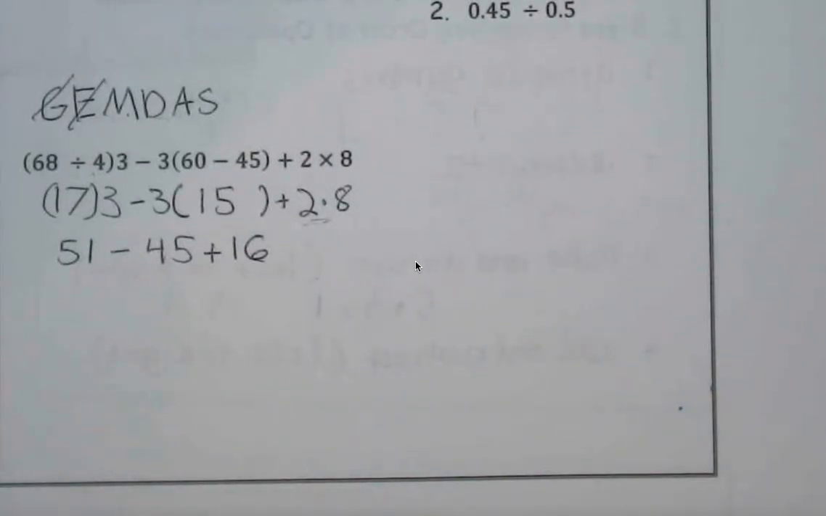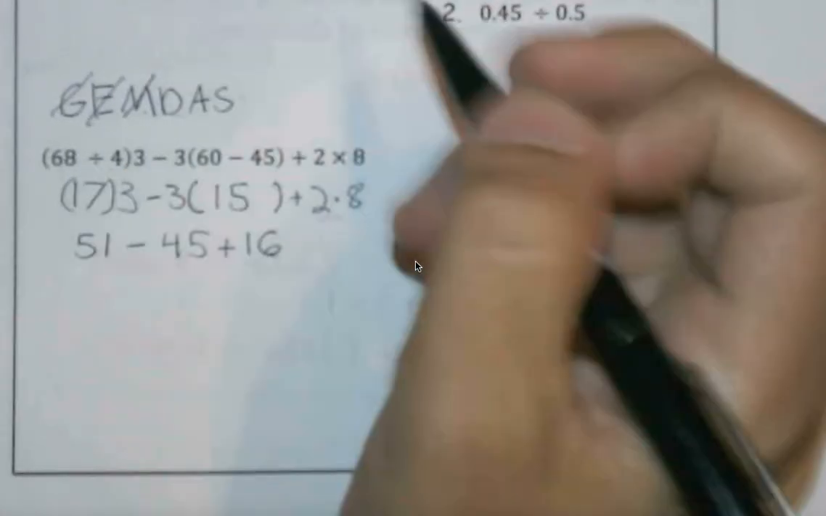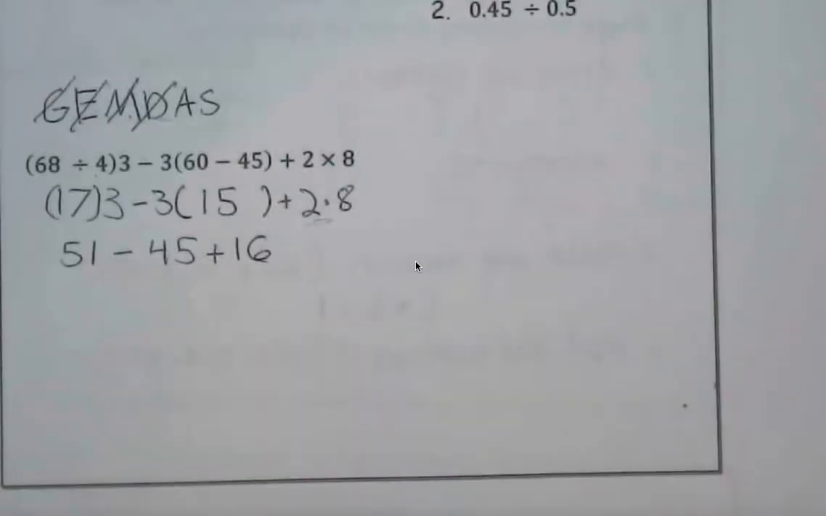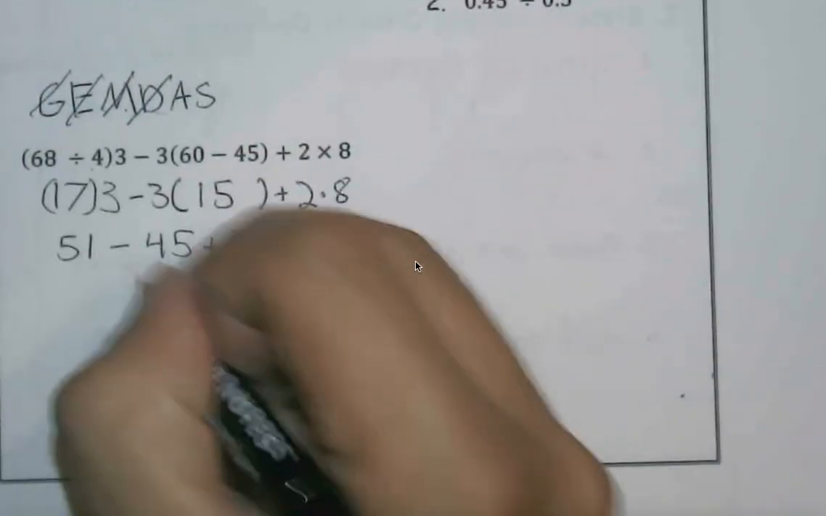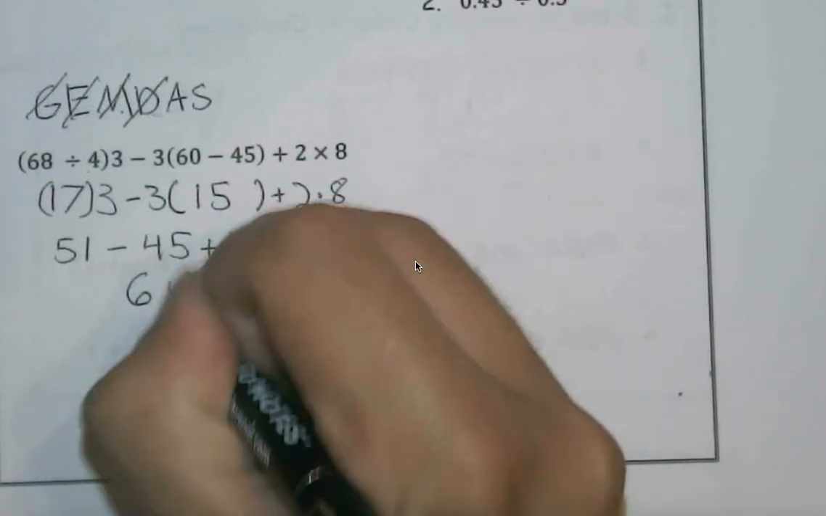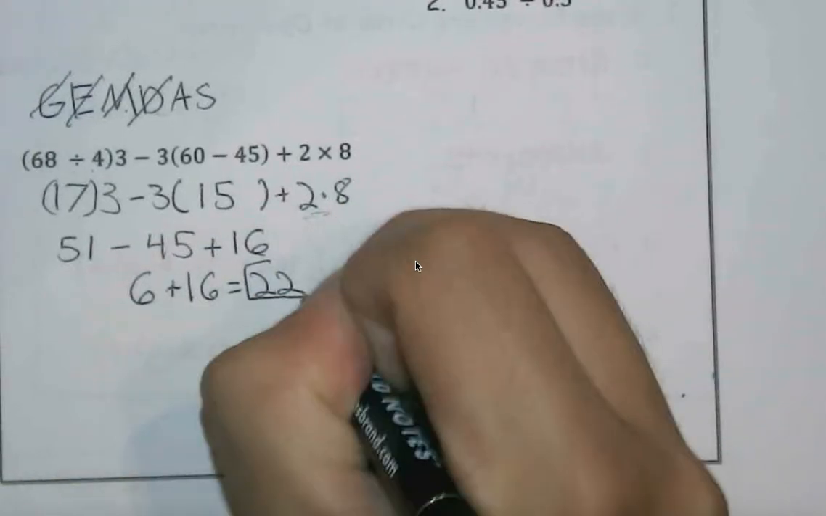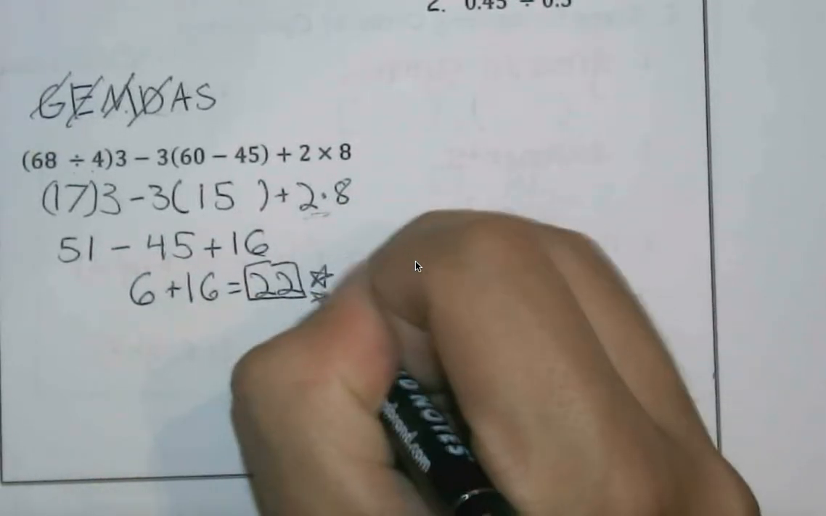Eventually, we're left with 51 minus 45 plus 16. Taking this from left to right, we've multiplied. There's nothing we need to divide, so that's done. Going from left to right here, 51 minus 45 is going to be 6. 6 plus 16 equals 22. Final answer.